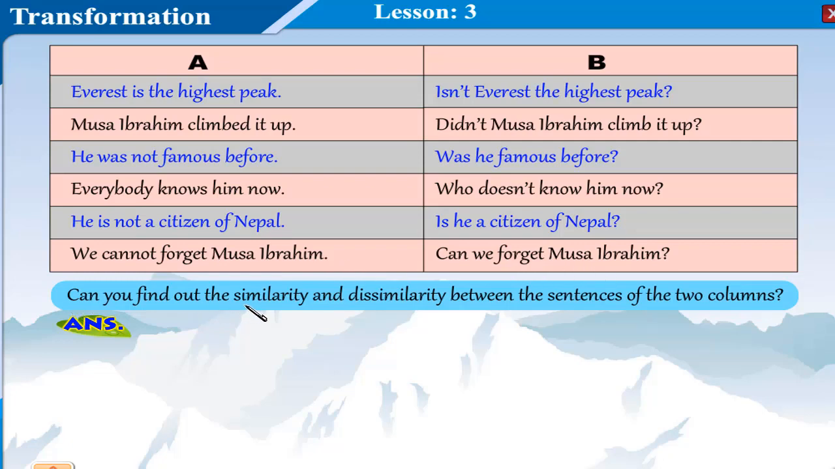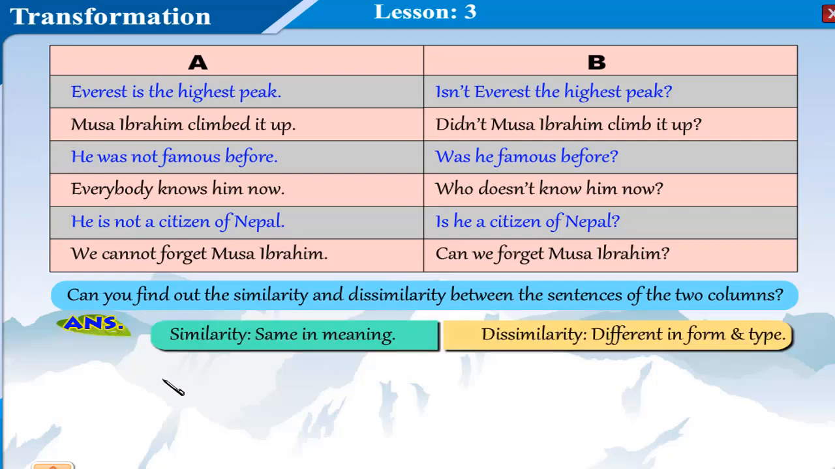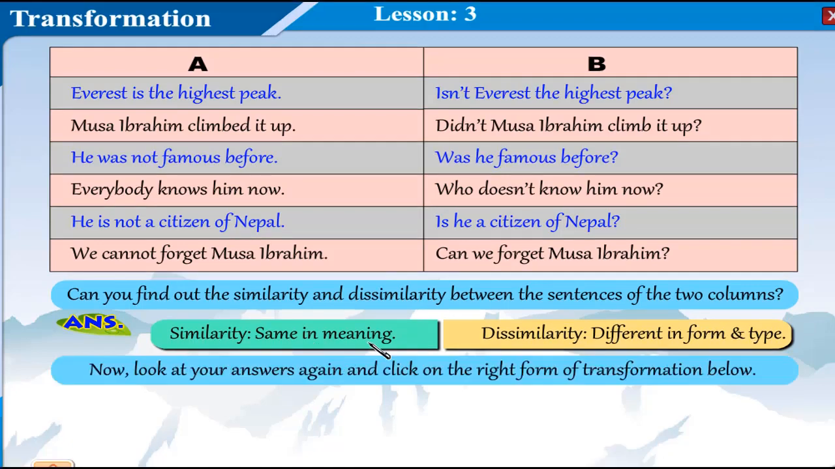Okay, can you find out the similarity and dissimilarity between those sentences or those columns? Okay, just pause the video and try to find out the answer to these questions. Later on, again, I will show you the answer. Okay, dears, look, that is the similarity and dissimilarity. Similarity: same meaning. But dissimilarity: different in form and type. That means different in structure.